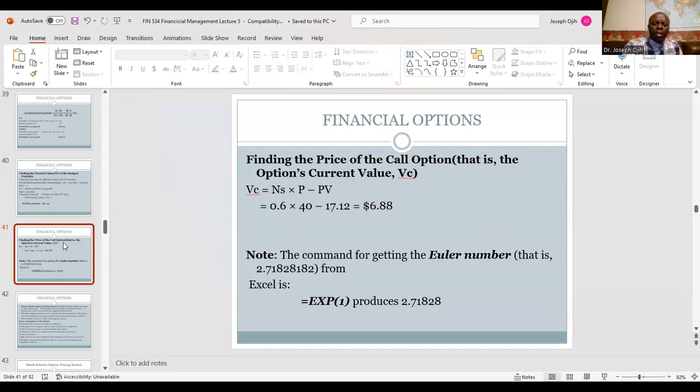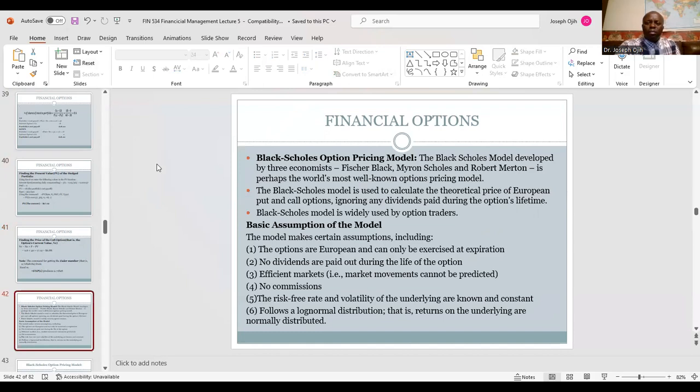So in my next lecture on this course, we'll be looking at the Black-Scholes option pricing model.